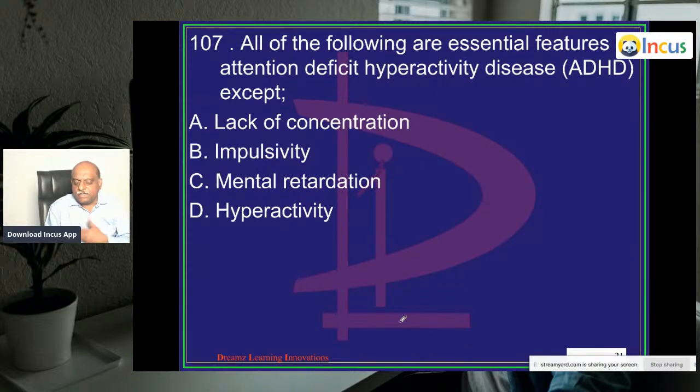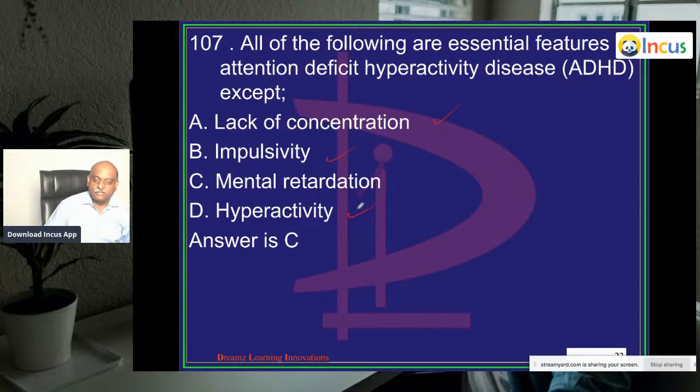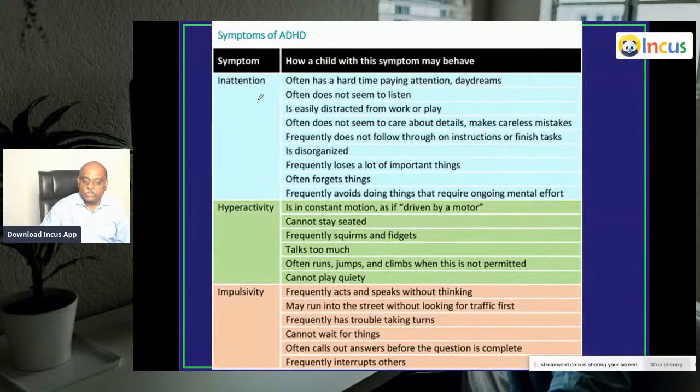Attention deficit hyperactivity disorder. What is the definition? What are the components? You should be very sure on ADHD. Lack of concentration, impulsivity, hyperactivity. They are the essential features. So inattention: the child has a hard time paying attention. He'll be daydreaming. He does not listen, easily distracted. He doesn't care about the details. He is very disorganized, frequently loses a lot of important things, often forgets things.